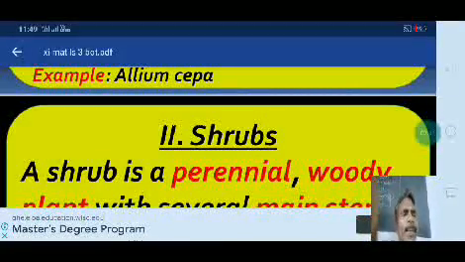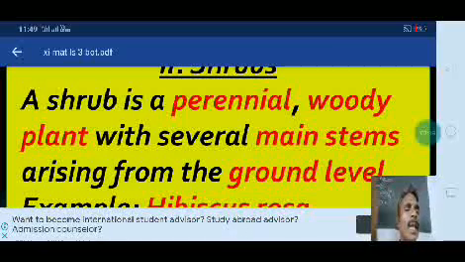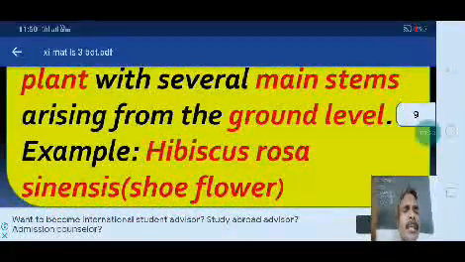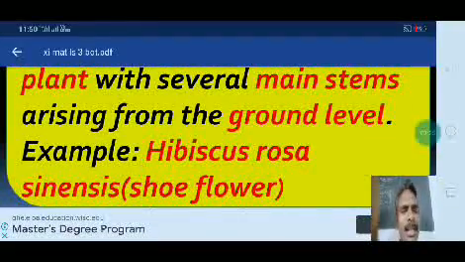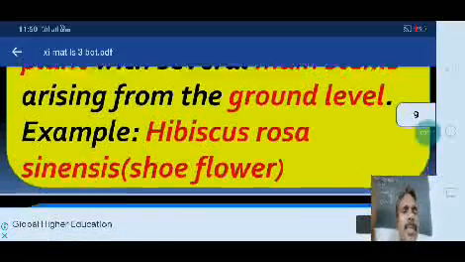The next one, shrubs. Shrubs are a perennial, woody plant with several main stems arising from the ground level. For example, Hibiscus rosa-sinensis, the shoe flower. That plant comes under the shrubs category.